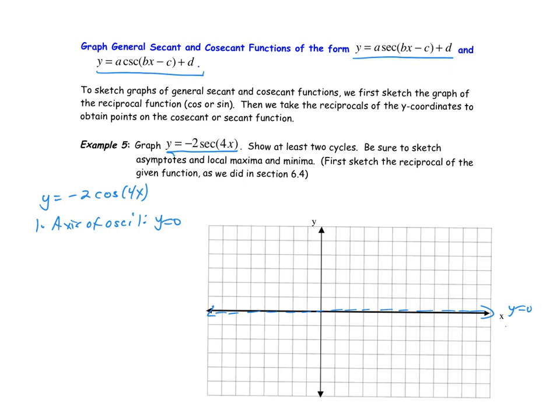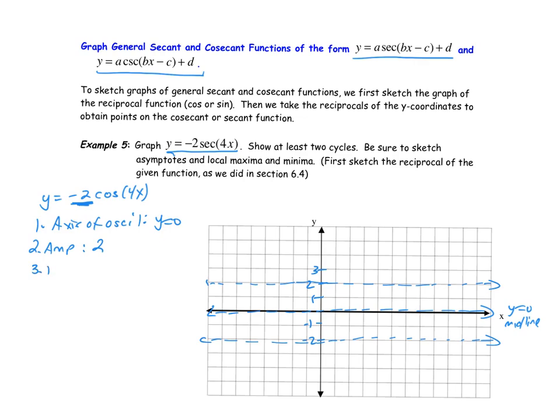This is the midline. The next thing we want to know is what's the amplitude. The amplitude comes from the absolute value of a, where a is this coefficient in front of cosine. So for this function, the amplitude is 2. And from the midline, we're going to move up 2 units and down 2 units. I'm going to put a scale on my y-axis of 1 unit is 1 square. So I'm going to draw in a dashed line for the maximum values on my cosine and the minimum values, using the amplitude to go up 2 and down 2.